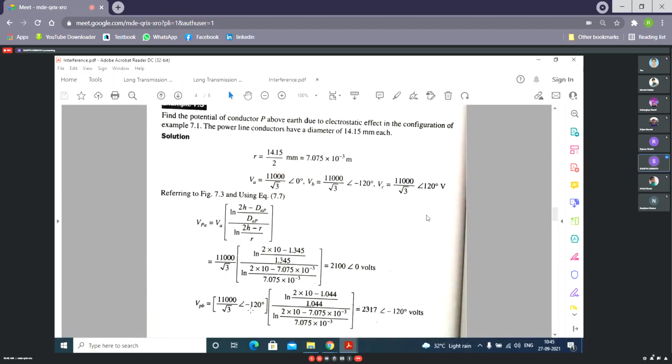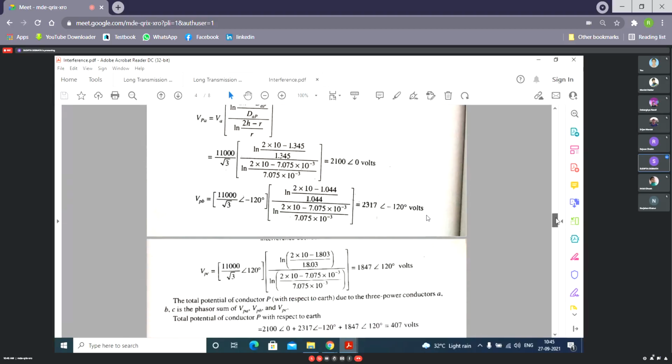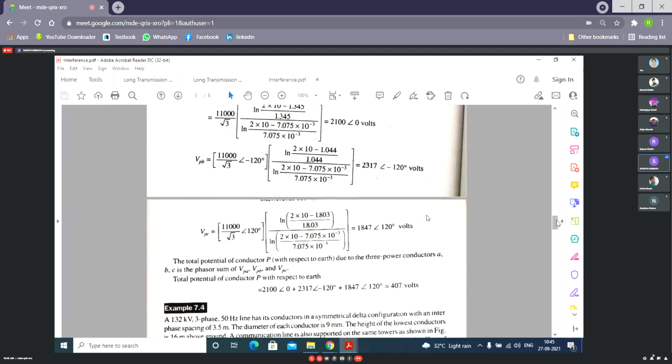VPB, don't forget to consider minus 120. So here VPC is given because these are all balanced. Under balanced condition you are finding out. Then you cannot add because these are different phases. So you find out VA, VPA, VPB, VPC.